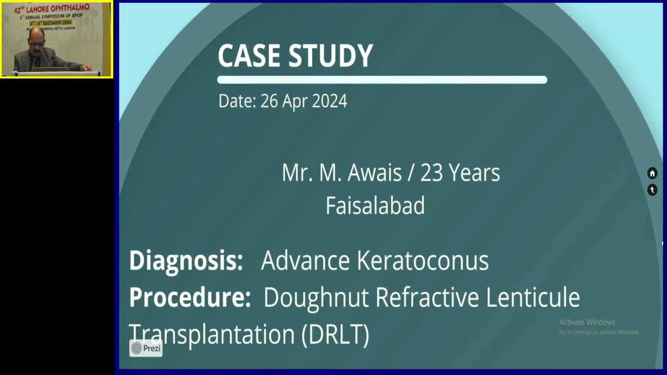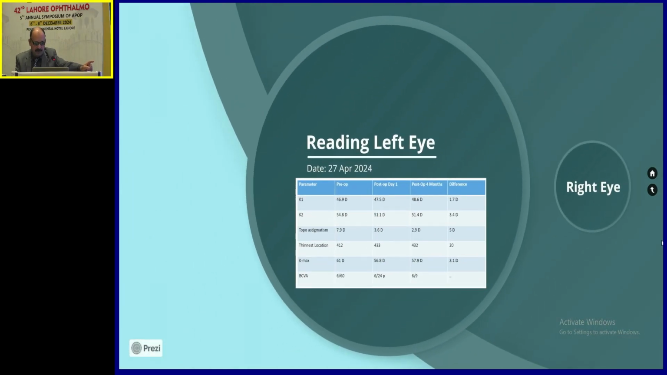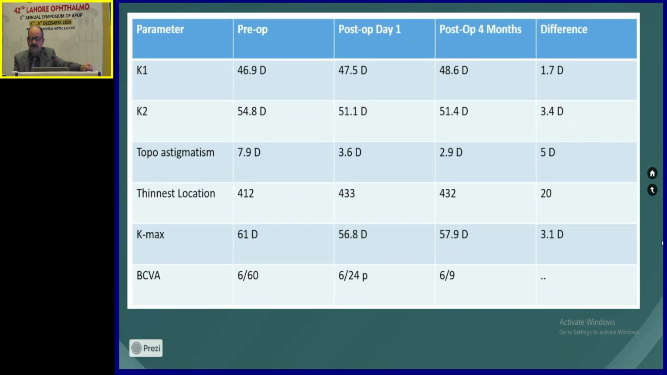This is another patient, Mr. Aves. I did 8 months ago, again a case of advanced keratoconus, and I did both of the eyes, 4 months apart. This is the reading from the left eye, right? And there is significant reduction of the topo astigmatism, which is 5 diopter. But look at the K-max, it's only 3. That's why in some individuals there is reduction of the topo, in some individuals there is marked reduction of the K-max. But at the end, you got a good visual acuity. And this patient I did in April, so almost 8-9 months ago.